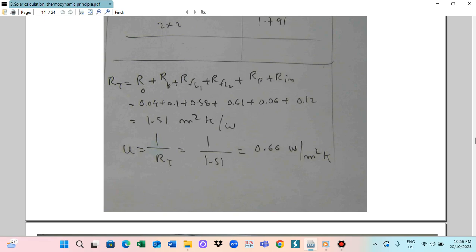Because the inside air is a stay air. Stay air is inside the building, no air is moving. No air is moving, this means a stay air. So what is the position? Vertical. Direction of heat flow is horizontal. High emitter surface is 0.12. So we take that 0.12 for the inside air.